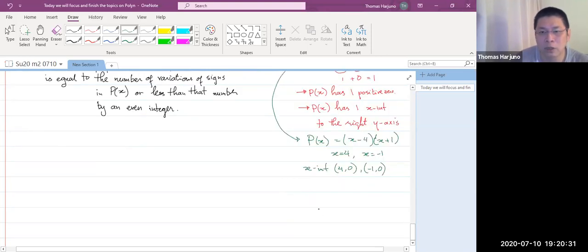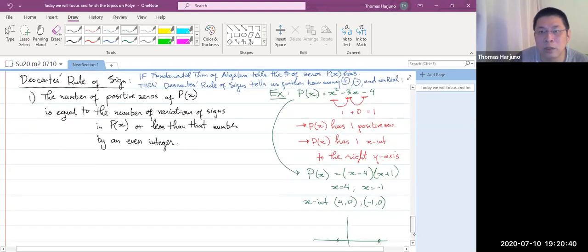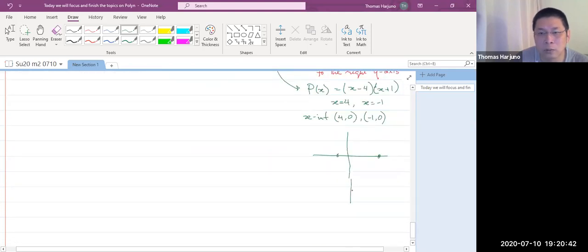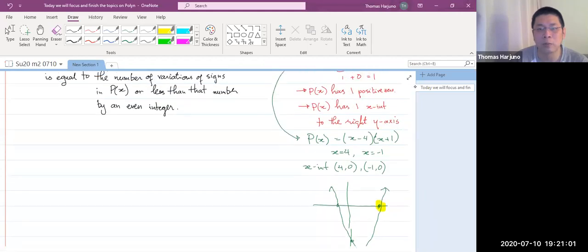Now, when we try to sketch this graph here, we know that the x-intercepts are (4, 0) and (negative 1, 0), and I think the y-intercept is negative 4. So it looks like this. Okay, now the one positive zero that we said earlier refers to this guy here. That's the one positive zero.